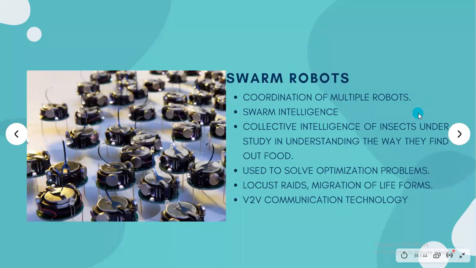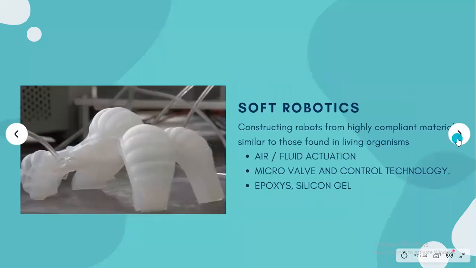Right, there is swarm robotics. This also is a basic part of biomimetics: coordination of multiple robots. We are talking about swarm intelligence, how ants collect food. There are locust swarms, swarms of flies, swarms of birds. We can use them even in vehicle technologies. Anyway, it can be used for optimization problems.